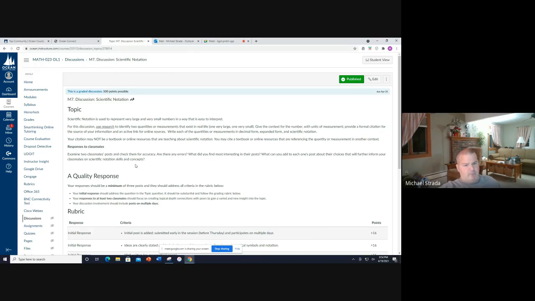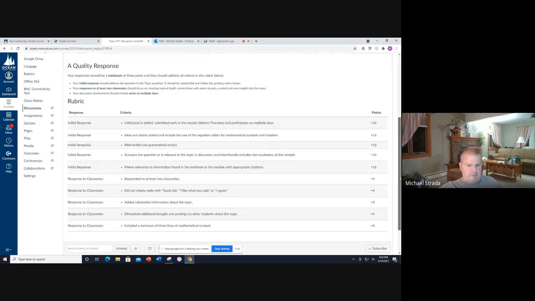You then have to look at two classmates' posts and check them for accuracy. Are there any errors? What did you find most interesting in their posts? What can you add to each one's post about the choices that will further inform your classmates on scientific notation, skills, and concepts? All right, so there you see the rubric.